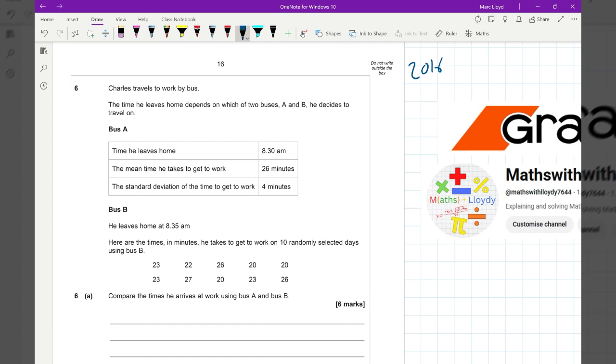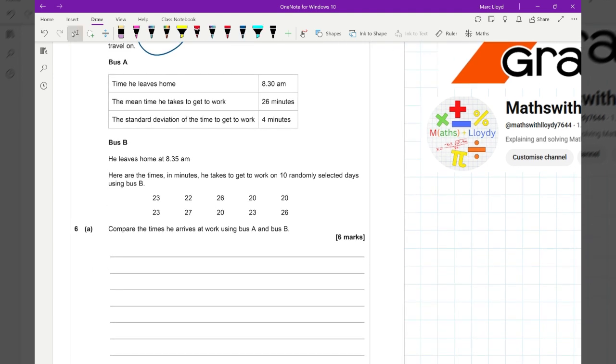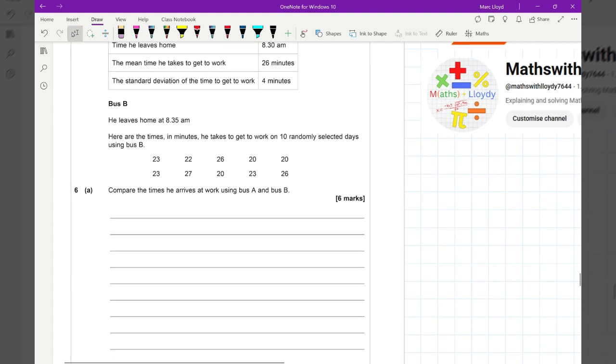So question 6, Charles travels to work by bus. The time he leaves home depends on which of the two buses, A and B, he decides to travel on. So he's going to leave home at different times. Bus A, he leaves home at 8:30. The mean time it takes for him to get to work is 26 minutes with a standard deviation of 4. He leaves home at 8:35 a.m. for bus B. Here are the times in minutes he takes to get to work on 10 randomly selected days. Compare the times he travels to work using bus A and bus B.